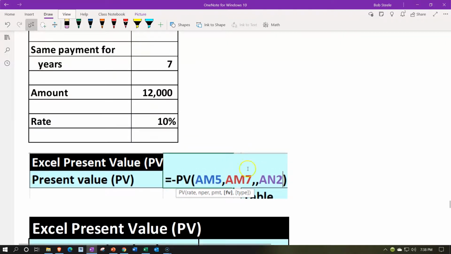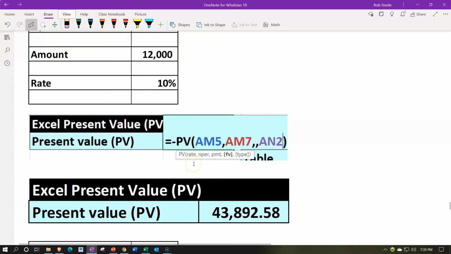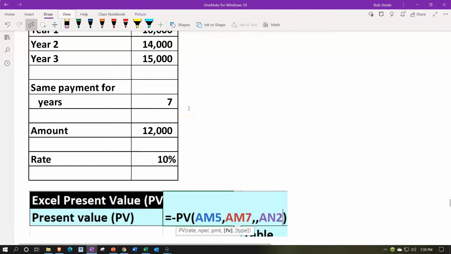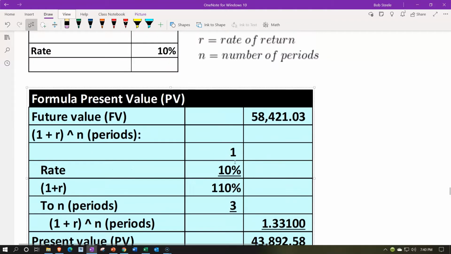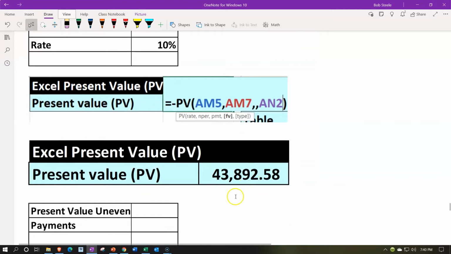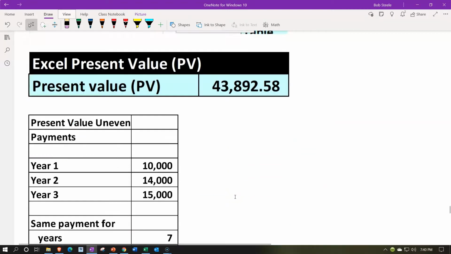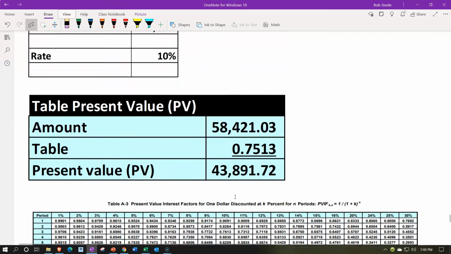Okay, so let's just recalculate that a couple different ways. Simple present value calculation. This would be using the Excel formula where we would have the present value of the rate, 10%, number of periods, that would be 3 because we present valued the annuity which started 3 years out, comma, because it's going to be a present value of 1, so we need the future value here. So future value, and that would be then the amount that we got from the last part of the problem, which is this 58,421.03, the present value of the annuity that started 3 years from this period. So there we have that, and that gives us once again the 43,892.58.